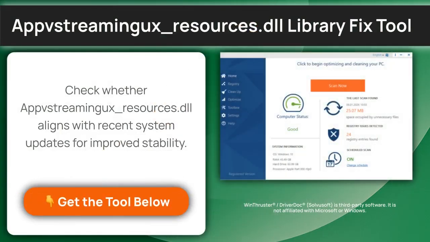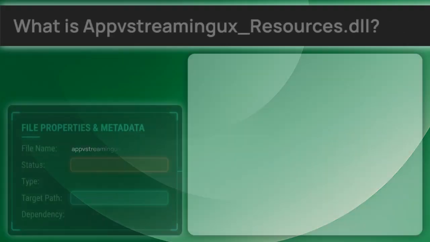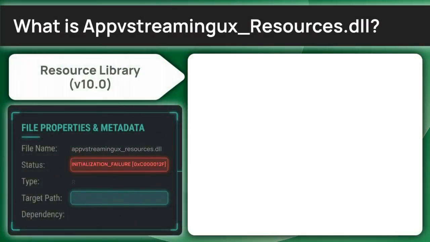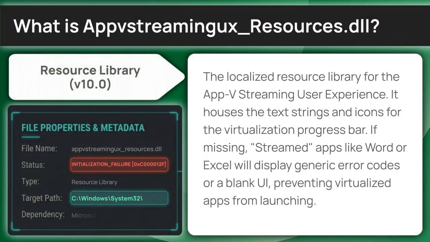This is the Application Virtualization Streaming User Experience Resources, the localized resource library for the AppV streaming user experience. It houses the text strings and icons for the virtualization progress bar. If missing, streamed apps like Word or Excel will display generic error codes or a blank UI, preventing virtualized apps from launching. Let's transition to the solution, starting with the official Microsoft redistributable.